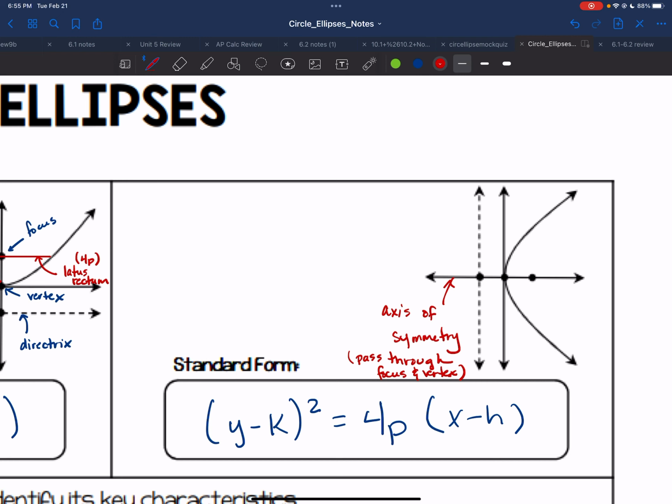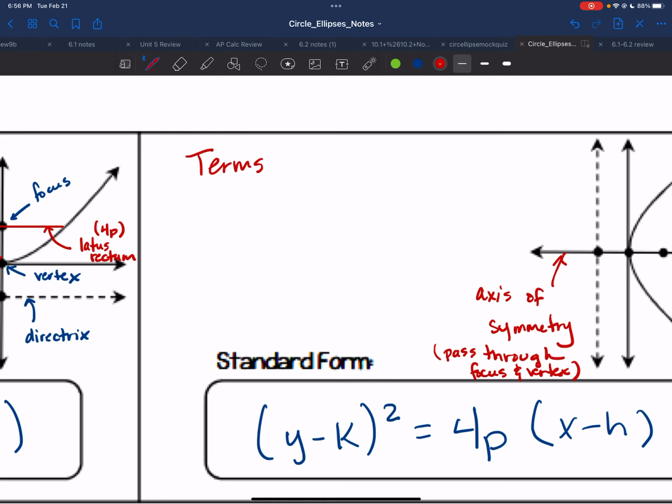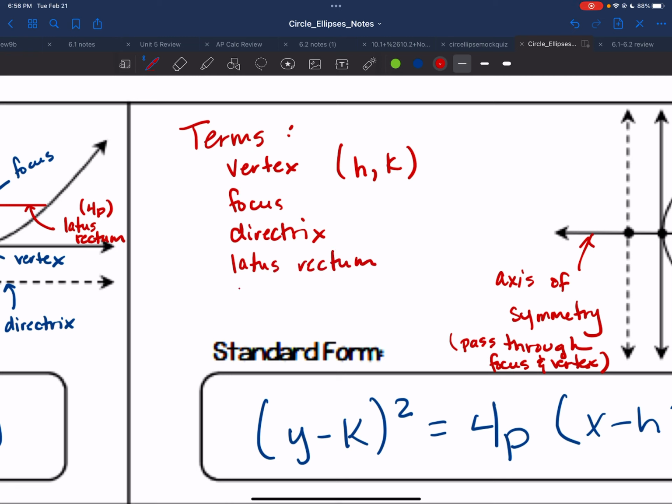So as far as terms that you need to remember, again, we're looking at parabolas. We want to make sure we know our vertex. That's going to be (h, k). Our focus, okay, that's going to be plus or minus p from wherever it is that you have. You need to know your directrix. You need to know your latus rectum. And you need to know your axis of symmetry. All right, let's go ahead and look at an example problem.